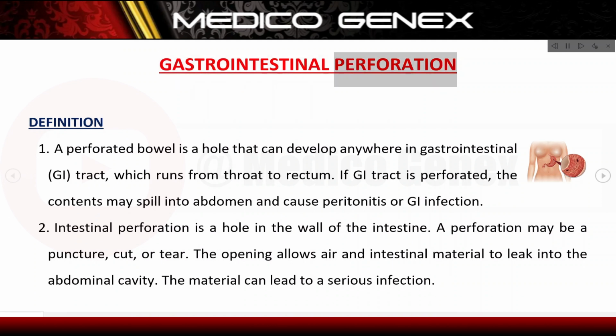Gastrointestinal perforation. Definition. A perforated bowel is a hole that can develop anywhere in the gastrointestinal (GI) tract, which runs from throat to rectum. If the GI tract is perforated, the contents may spill into the abdomen and cause peritonitis or GI infection. Intestinal perforation is a hole in the wall of the intestine. A perforation may be a puncture, cut, or tear. The opening allows air and intestinal material to leak into the abdominal cavity. The material can lead to a serious infection.